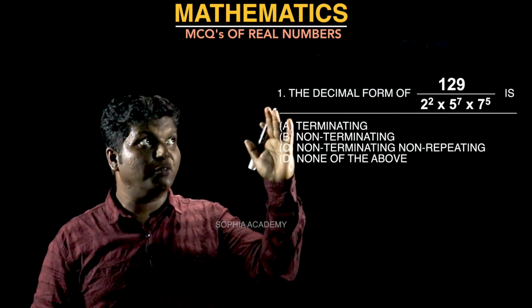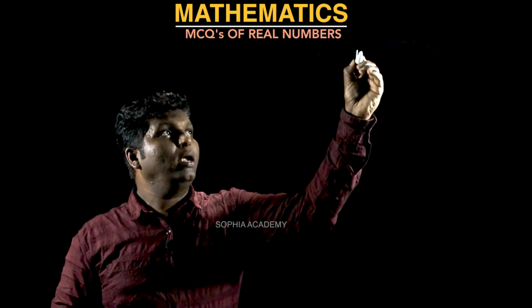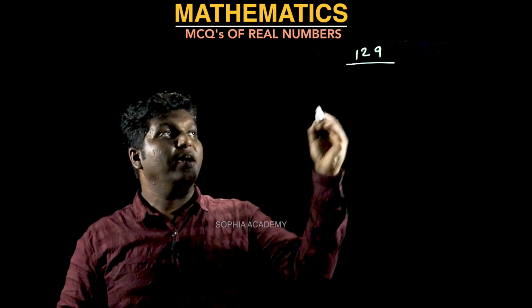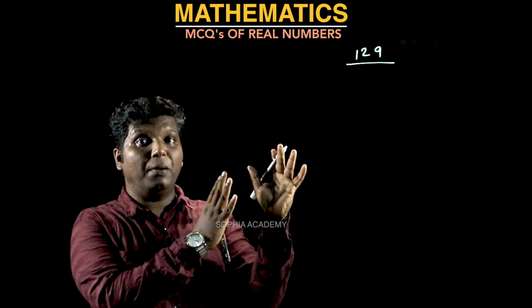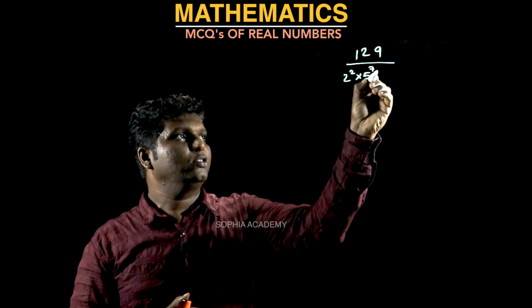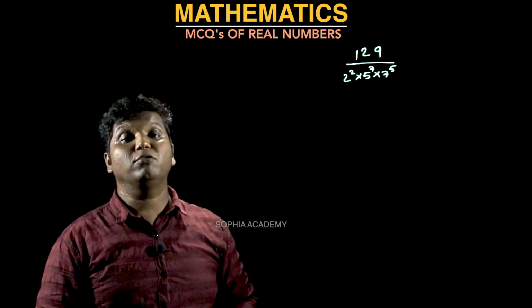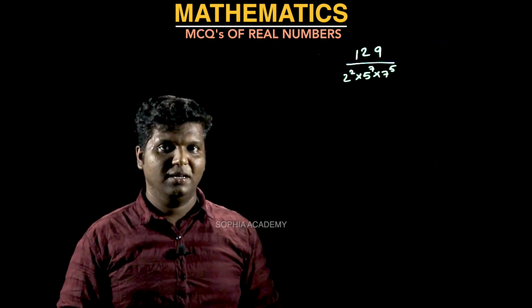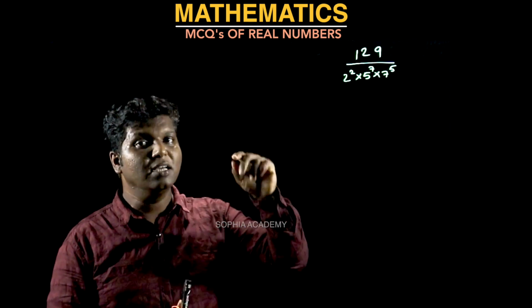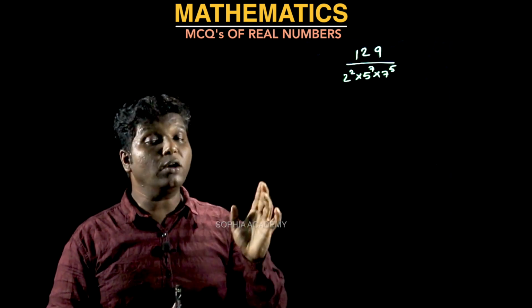That is what you have to do. First of all, fix your eyes on the fraction given. What is the fraction number given here? It is 129 divided by, on the denominator part, 2 square, 5 raised to 7, 7 raised to 5. The main thing which you have to focus on is the denominator part, because here what is the question? There are 4 options: terminating decimal, non-terminating decimal, non-terminating, non-repeating decimal.